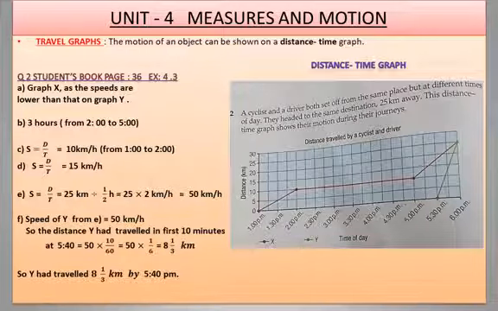So 50 into 10 by 60 is 1 by 6. So 50 divided by 6, you will get 8 1 by 3 kilometer. So at 5:40, y traveled 8 1 by 3 kilometer. Okay. I hope you understood this question. It is a little difficult, so that's why I explained it. Now we will move to another question.